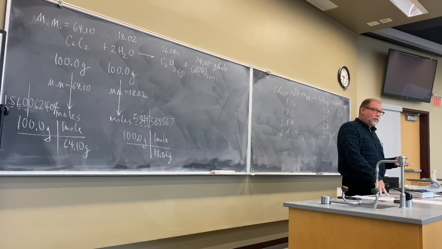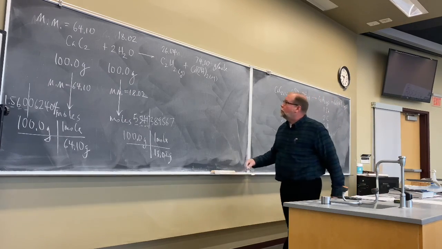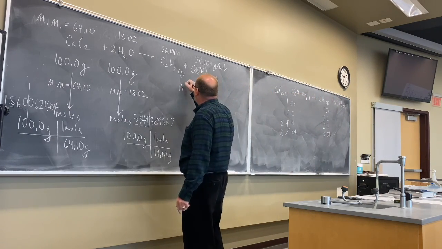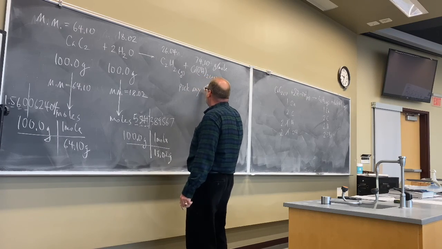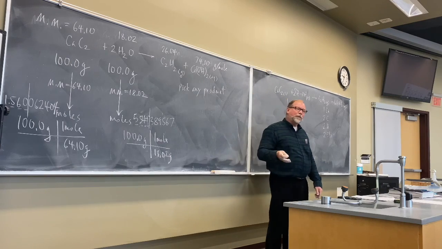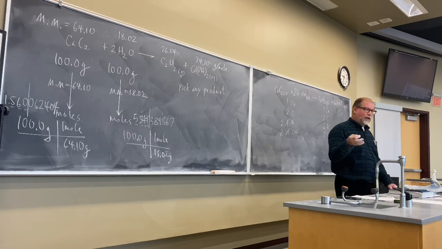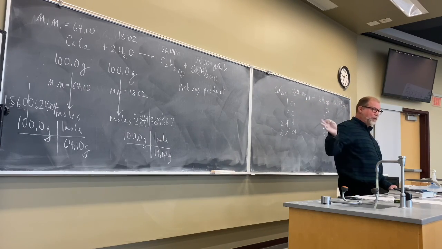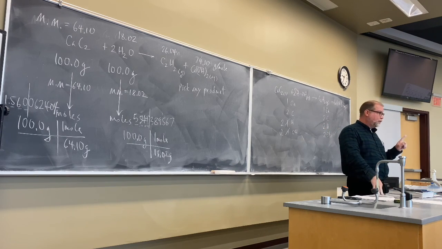Now, ordinarily, that's about as much as we'd have to do. But now, what we need to do is an extra step. We have to pick a product. Doesn't matter which one you pick. Since we live in a left to right reading world, I'm going to go ahead and pick the acetylene. But you're going to pick one product, and you're going to calculate the theoretical yield based on both of these starting amounts.